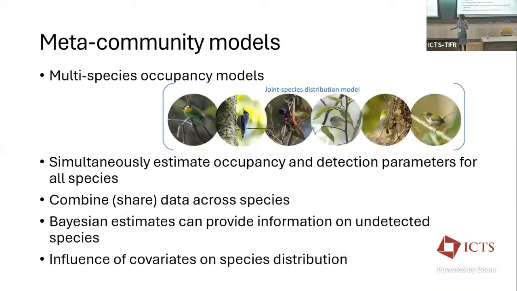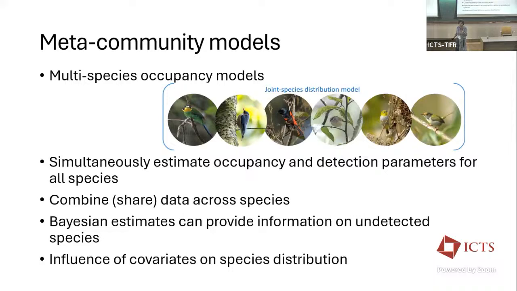So recently, a set of models have taken off, called meta-community models, but essentially what is called the multi-species occupancy models, right? So multi-species occupancy models are joint species distribution models.